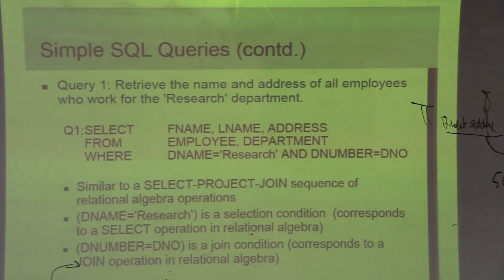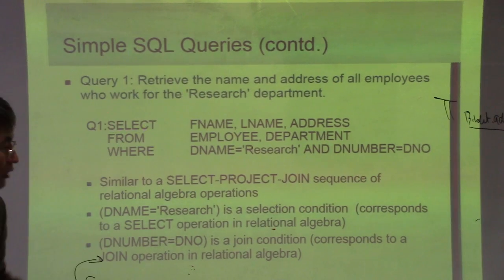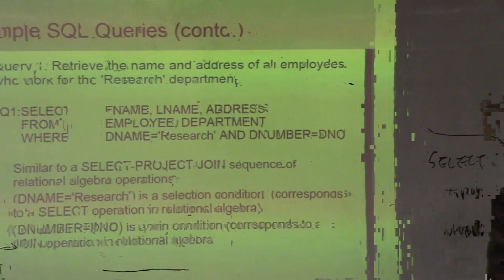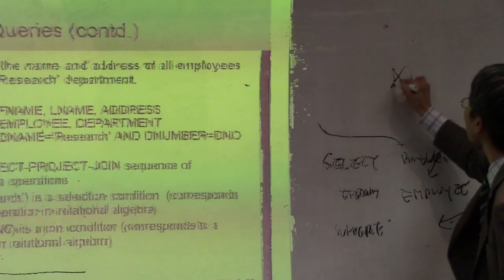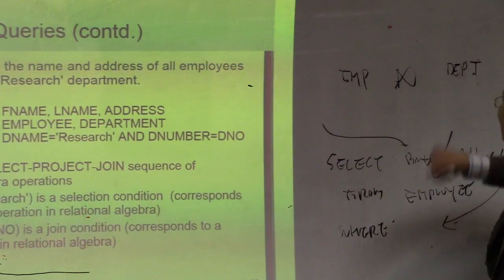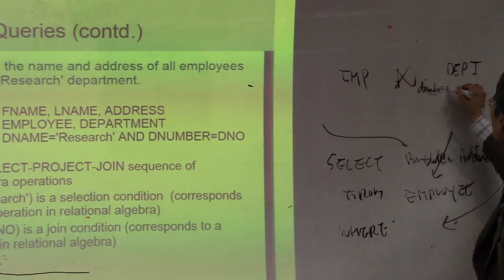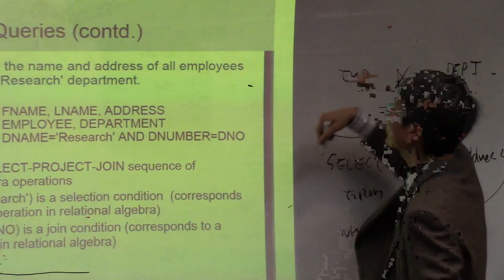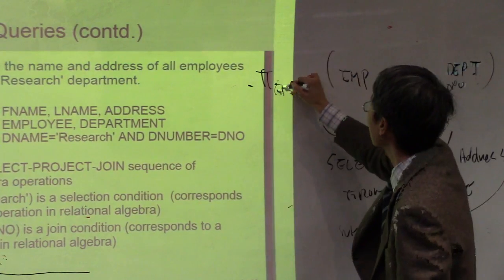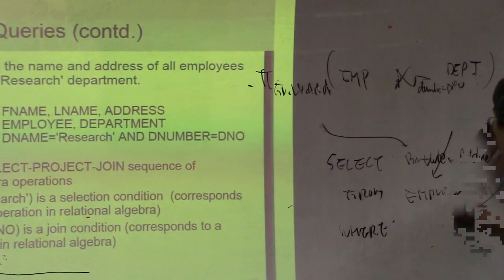It's the same thing for the next query. We already did this one in relational algebra. In relational algebra, we use the join condition for employee and department, and the join condition is D number equal to DNO. We want to retrieve the name and address: the first name, last name, and address. That's it. So we can do the same thing.